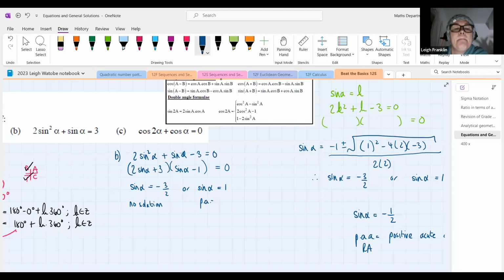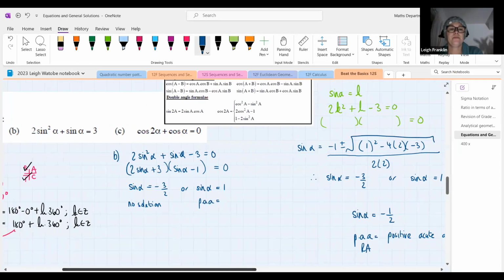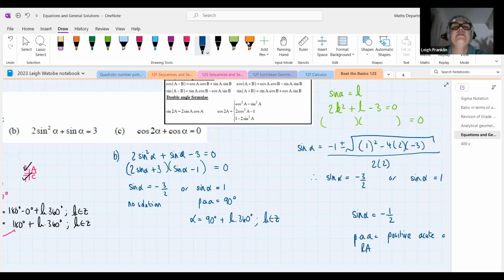Okay. All right. So now we need to find, does that make sense to everybody? Are we all good? Okay, so our PAA here would be 90. 1 is positive, so we would have alpha is equal to, in quadrant 1, it would be 90 plus K times 360, K is an element of the integers.